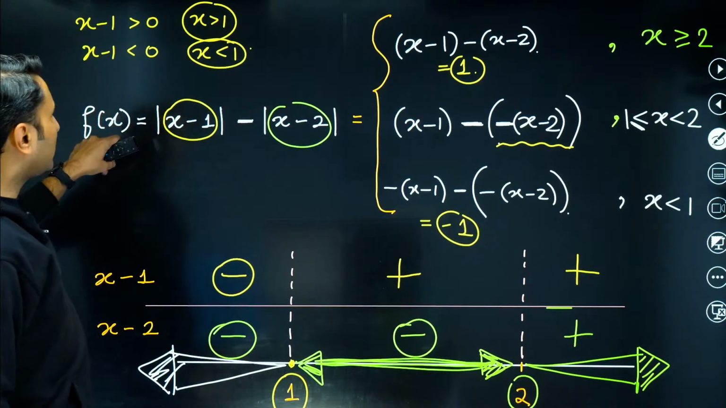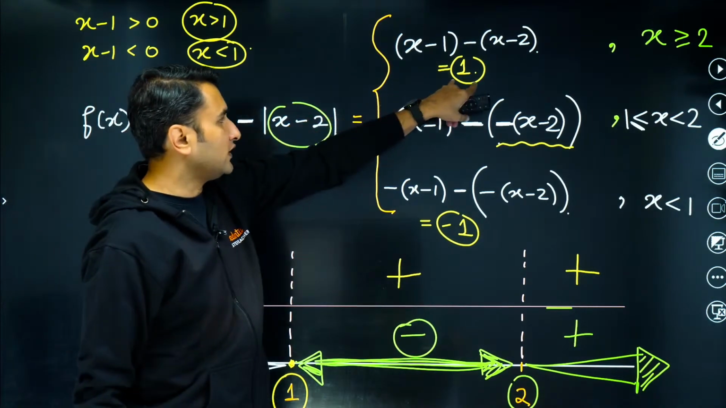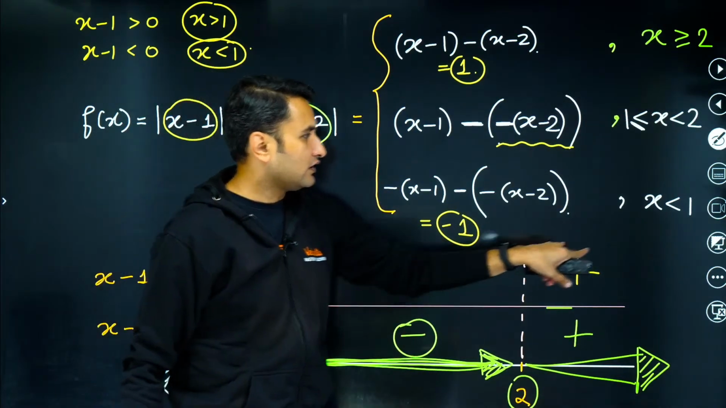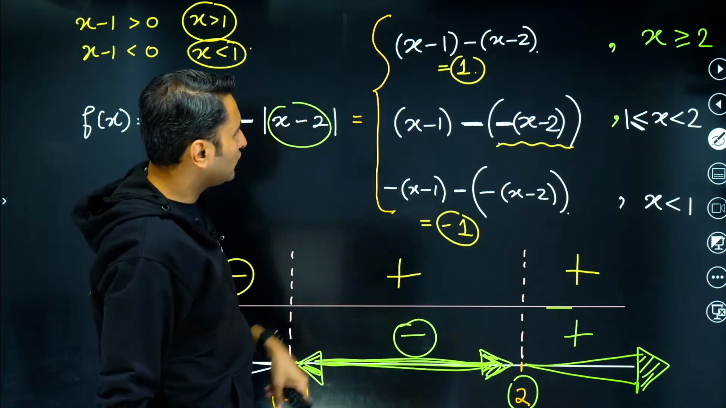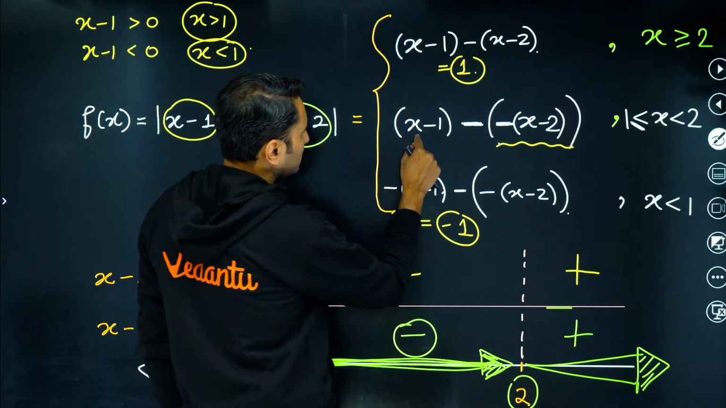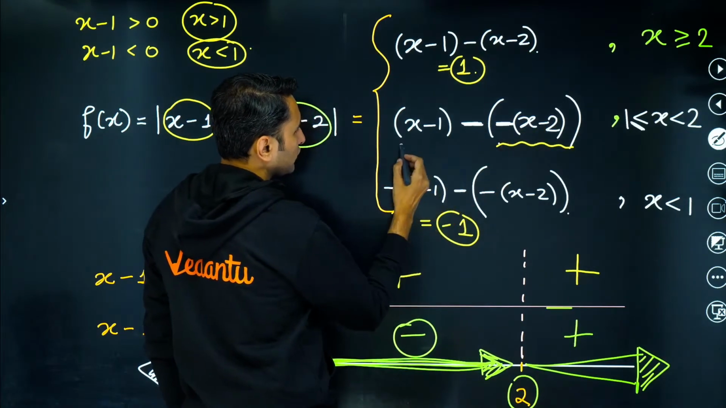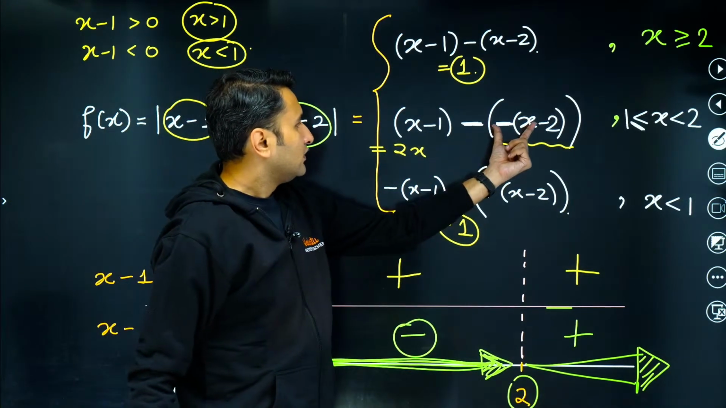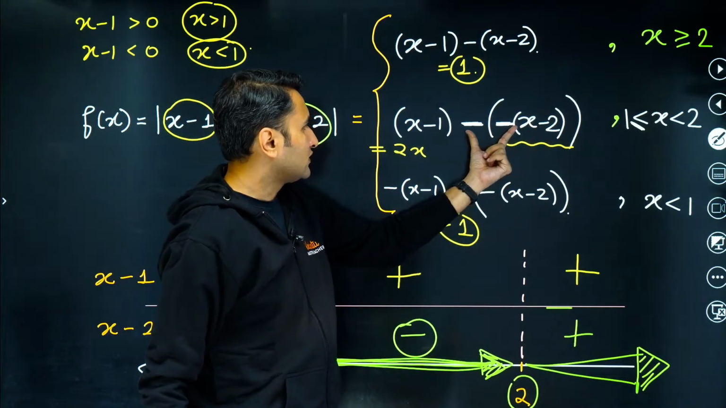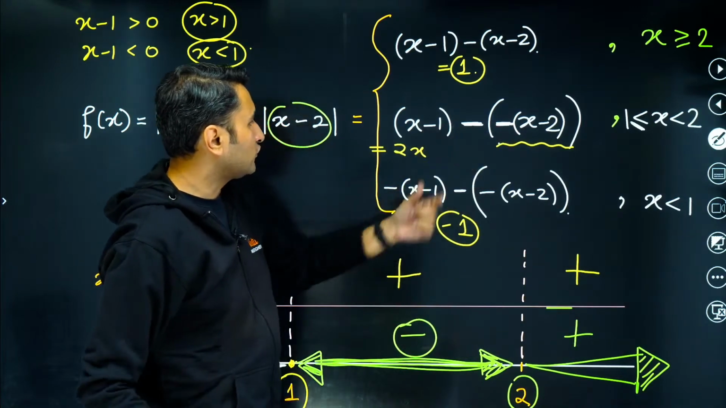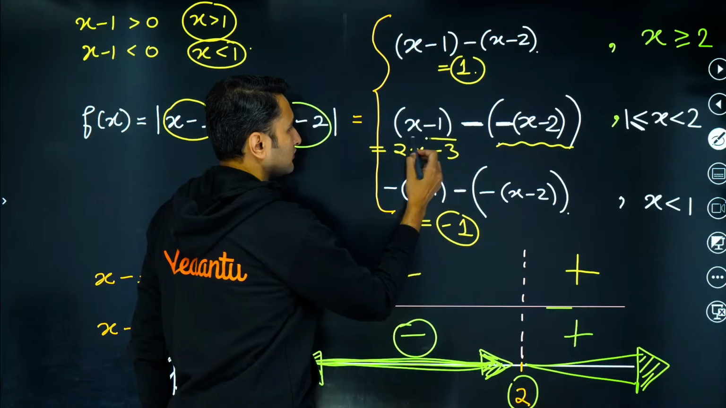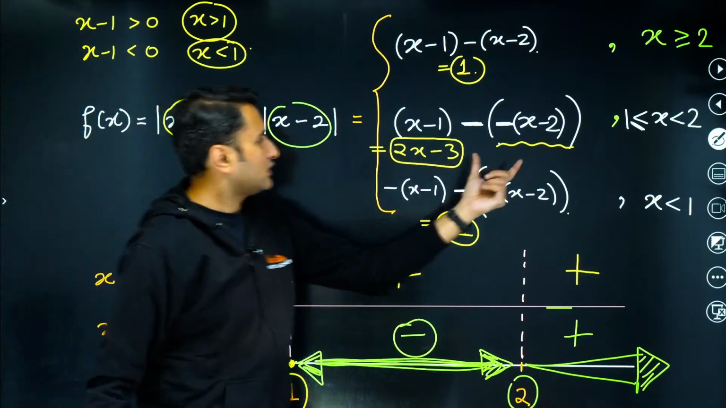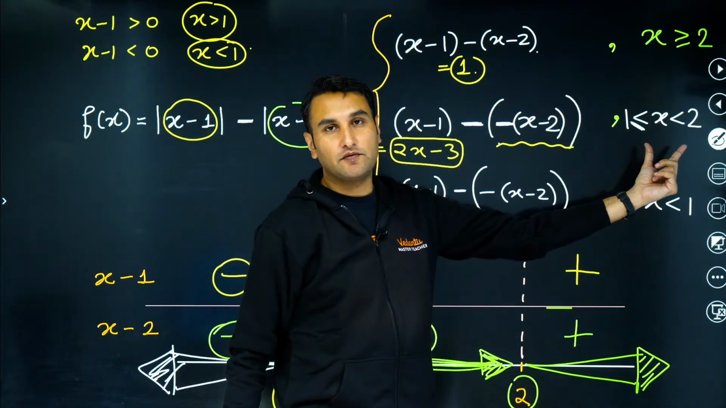Right. So the function behaves like f of x is equal to 1 when x is greater than 2. F of x is equal to minus 1 when x is less than 1. And what is this one? This will be x minus minus plus, so it will be 2x, and then minus 2 minus 1, which is minus 3. So f of x behaves like 2x minus 3 when x lies between 1 and 2.